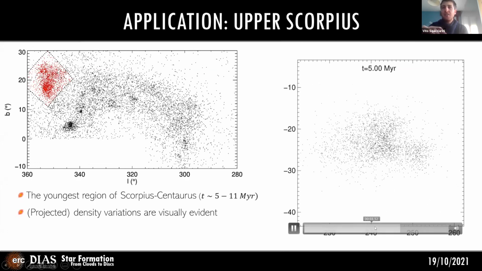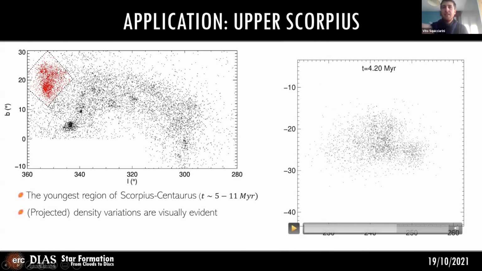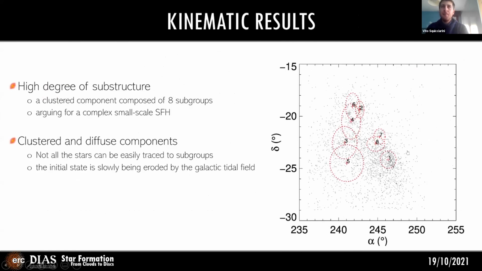And you can see that going backwards in time, there are moments in the past in which the configuration of the stars was tighter than nowadays. And so in this way, we could identify 8 subgroups within Upper Scorpius that had a more compact configuration in the past. And the interesting part is that if we put together these subgroups, we build a clustered component that is distinct from a diffuse component.